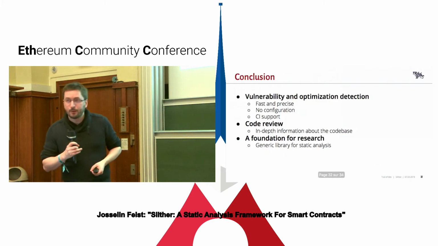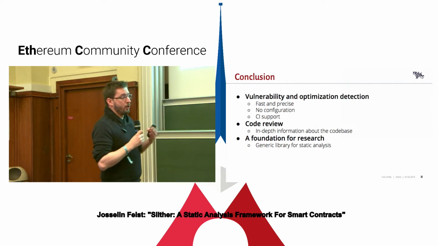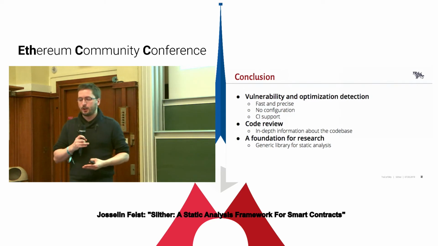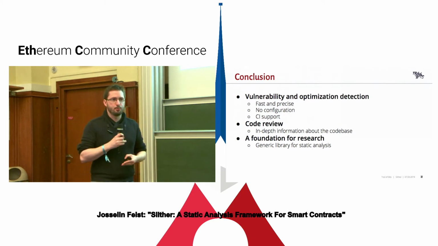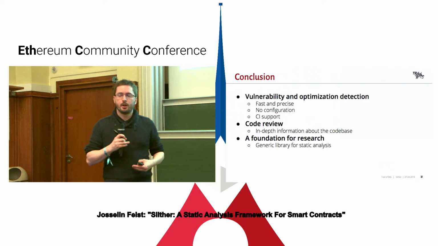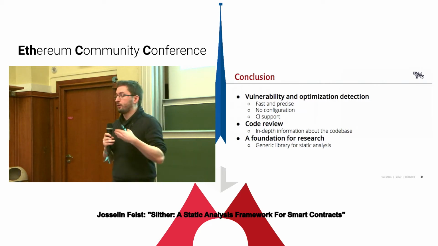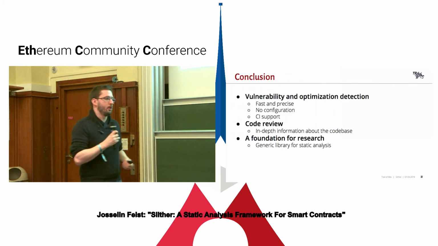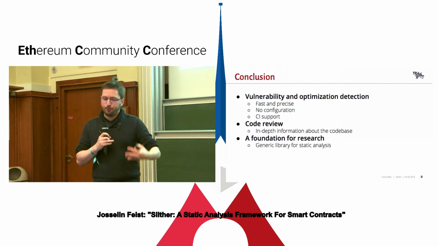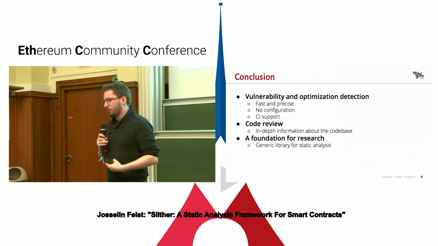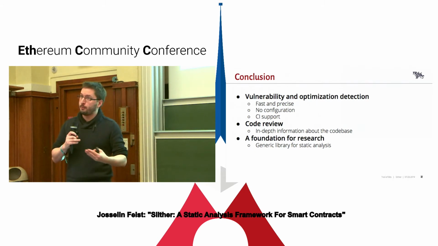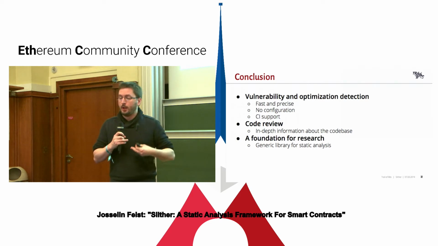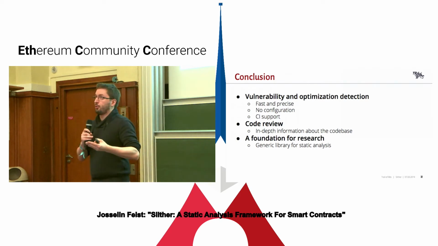So if you are a developer or a code editor, you can use Slither directly out of the box just to detect vulnerabilities and optimizations in your code. It's fast, it's precise, there is no configuration, and there is continuous integration support. So for each commit, you can just run Slither and see what it found. If you want to go a bit deeper, if you want to understand a new code base, you can use the printers to improve your understanding of the code. If you want to do a refactor of your code, it's also really useful.